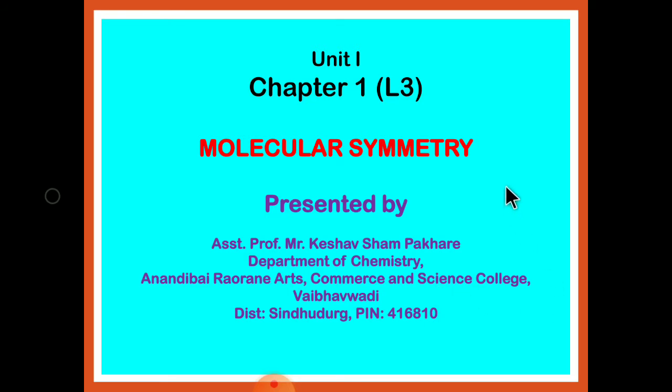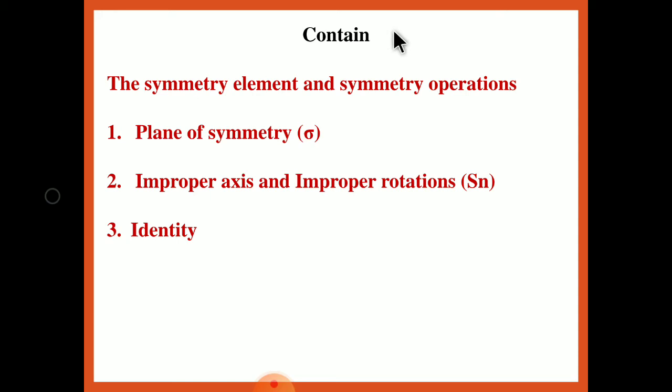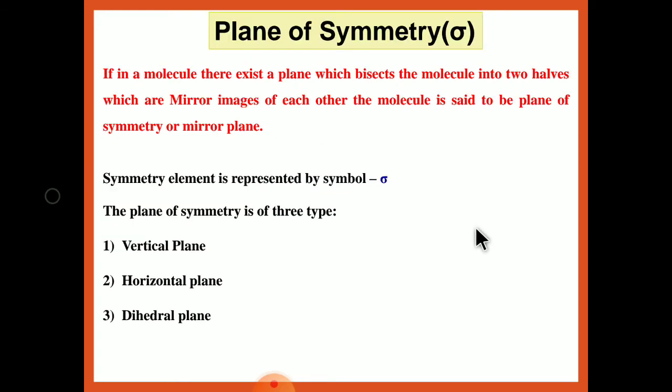Today we will discuss unit number 1, chapter number 1, lecture number 3, molecular symmetry. In the previous video, we completed two of the five symmetry elements and symmetry operations, but the remaining three we will cover in this video. The next is plane of symmetry, which is represented by the symbol sigma. Second is improper axis and improper rotation, represented by the symbol Sn, and the last one is identity. So let us start with plane of symmetry.